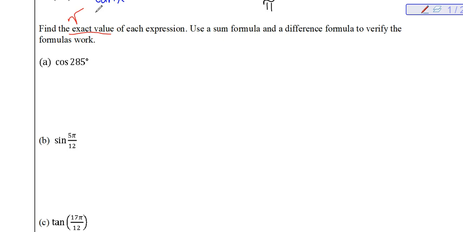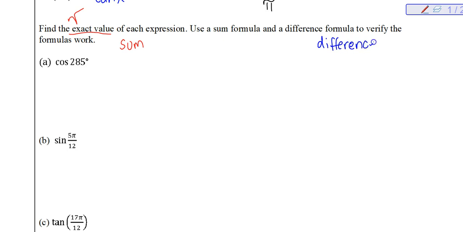The calculator knows how to do it all day long, but I need you to be able to do it. And so we're going to use a sum formula and a difference formula for each problem so that you can verify that the formulas work, okay? And you can go back and rely on angles that you know a lot about, and those are the angles that are on your unit circle. 285 degrees is not on your unit circle, right? So here's what I'm going to do. I'm going to do a sum example on this side, and I will do a difference example on this side.